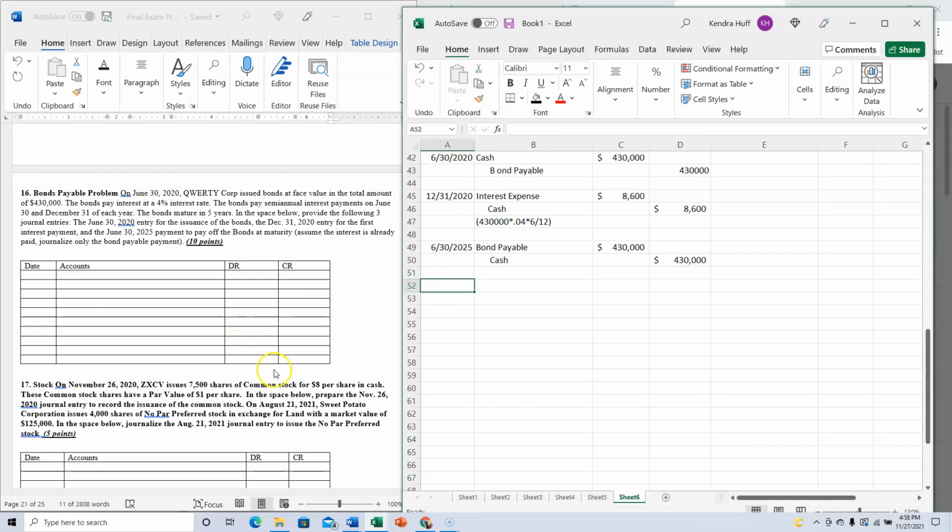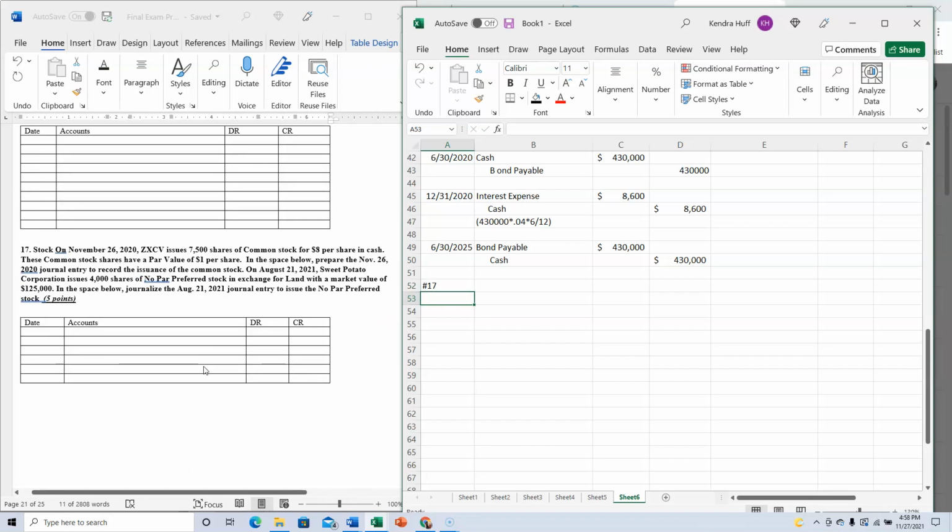Okay, number 17. On November 26th, 2020, ZXCV issues 7,500 shares of common stock for $8 per share in cash. These common stock shares have a par value of $1 per share. In the space below, prepare the November 26, 2020 journal entry to record the issuance of common stock. Okay, let's go ahead and do that real quick. November 26th.